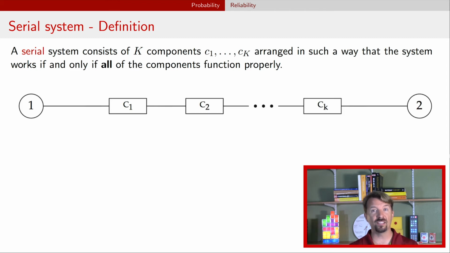In contrast, a purely serial system has a set of K components that are set up such that you must go through every component in order for the system to operate properly. So if you're going in this diagram from node 1 to node 2, you have to go through component 1, then through component 2, then all the way through to component capital K. And so this is not a very robust system because every single one of those components has to be operating for the system overall to operate.